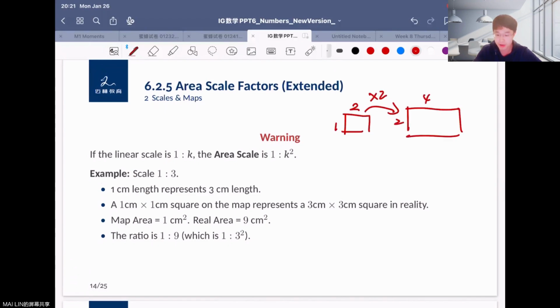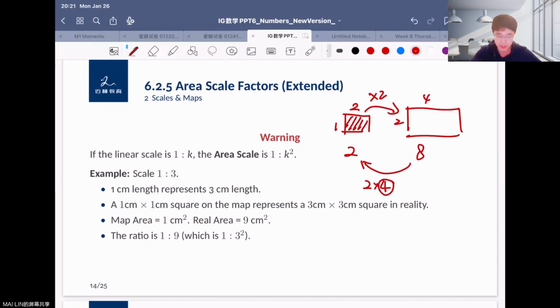So the area of the front rectangle is 1 times 2, which equals 2, right? And the second rectangle is 2 times 4, which equals 8, right? So you can find that 8 equals 2 times 4. So we can say that here the ratio is 4.